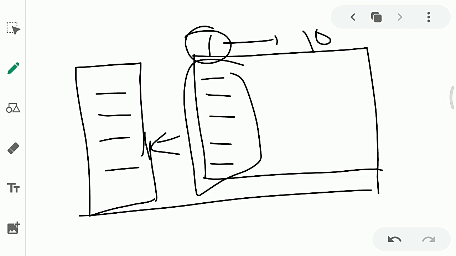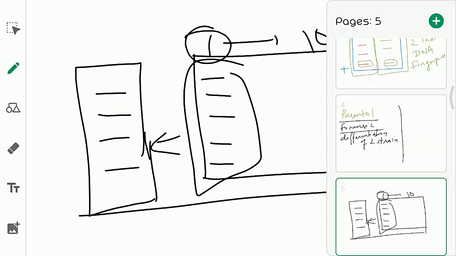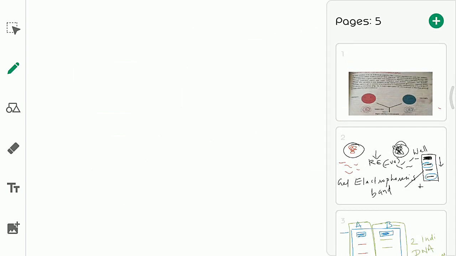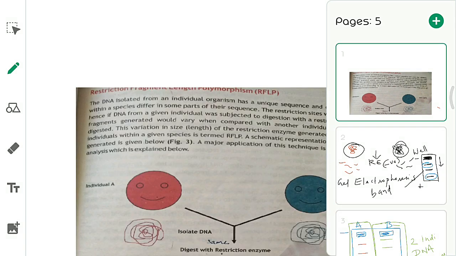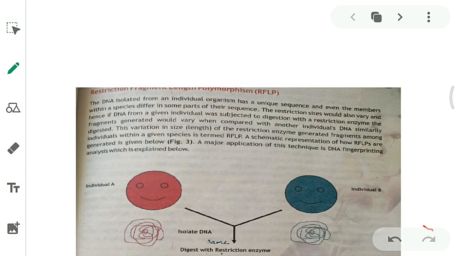So RFLP is one of the most important techniques, and the basis of RFLP is restriction digestion, and the different fragments formed in RFLP are due to variation in the number and position of restriction sites between two individuals' DNA. Okay, thank you.